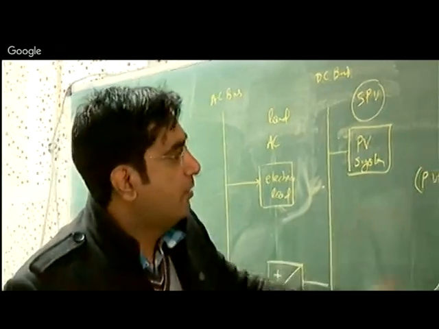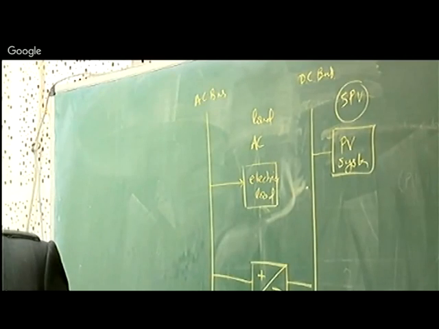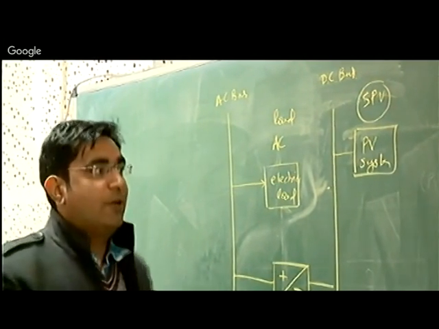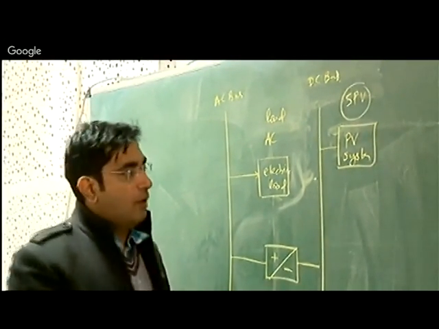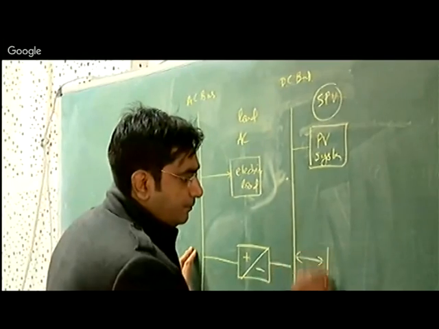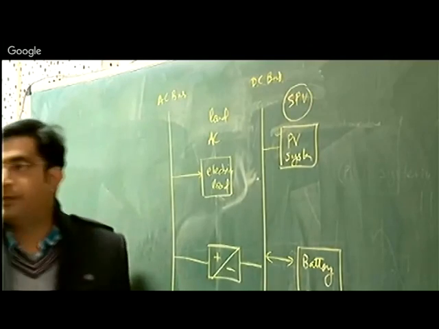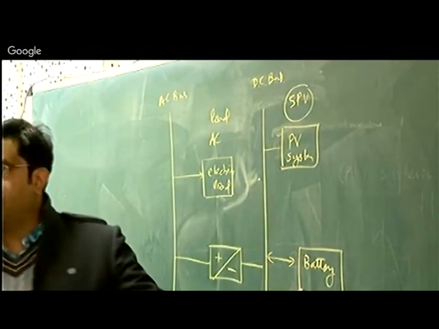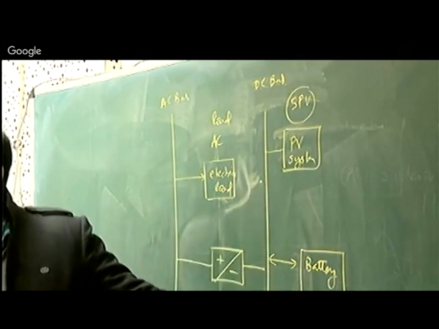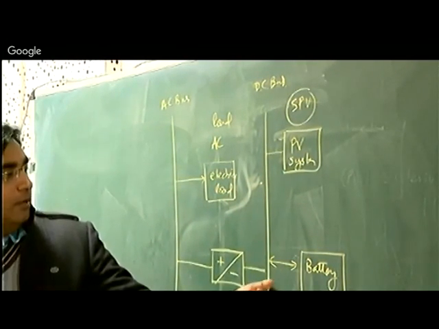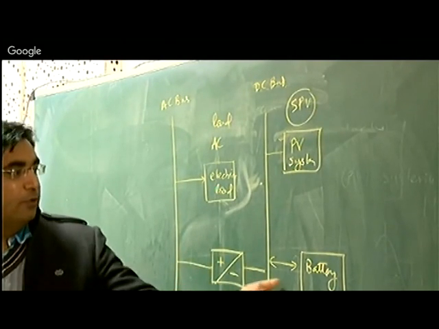Now this system is not reliable. Why? Because there is no backup system. So in this hybrid system, suppose I use a battery. What will happen? When I have excess electricity, I'm going to store it in the battery. When there is a deficiency of electricity, I'm going to use the battery.